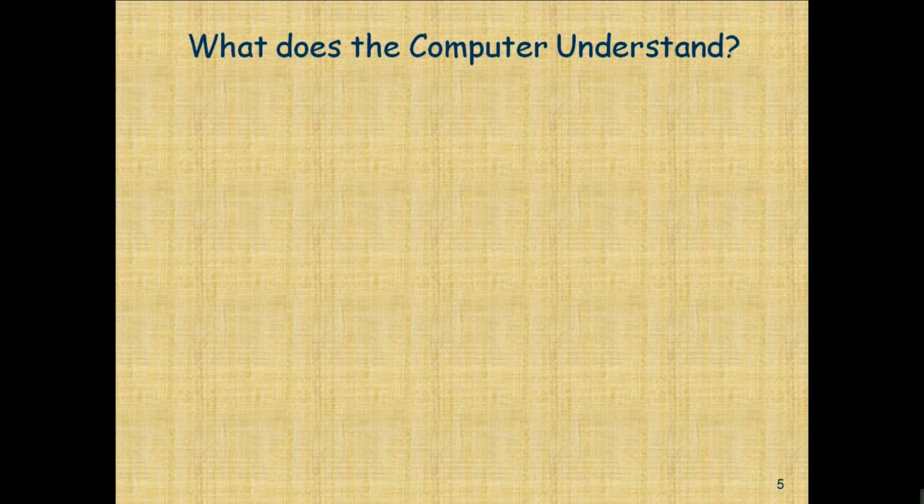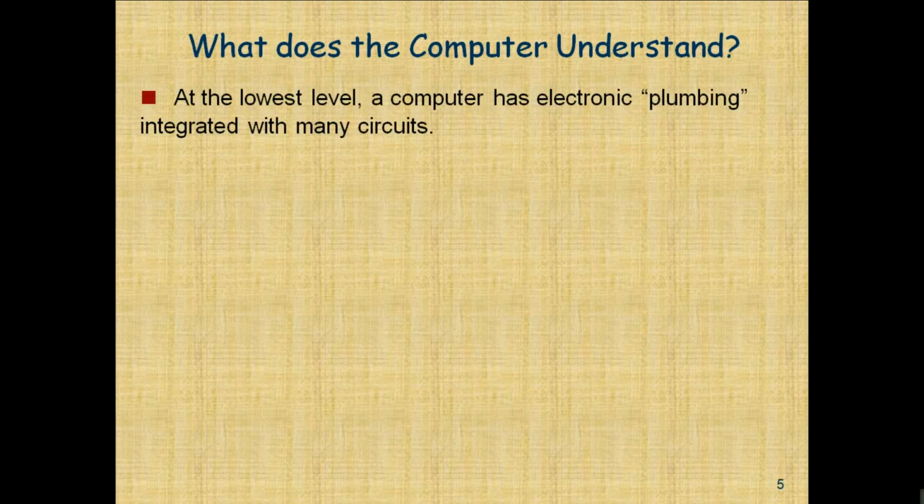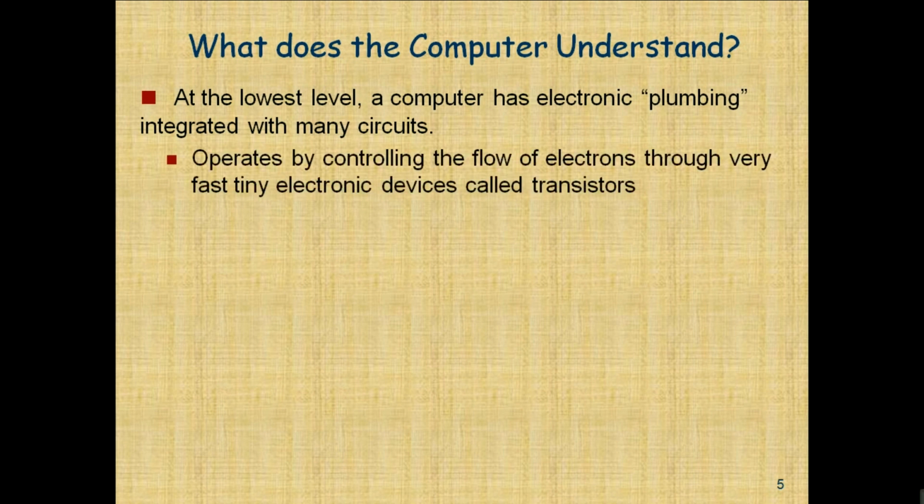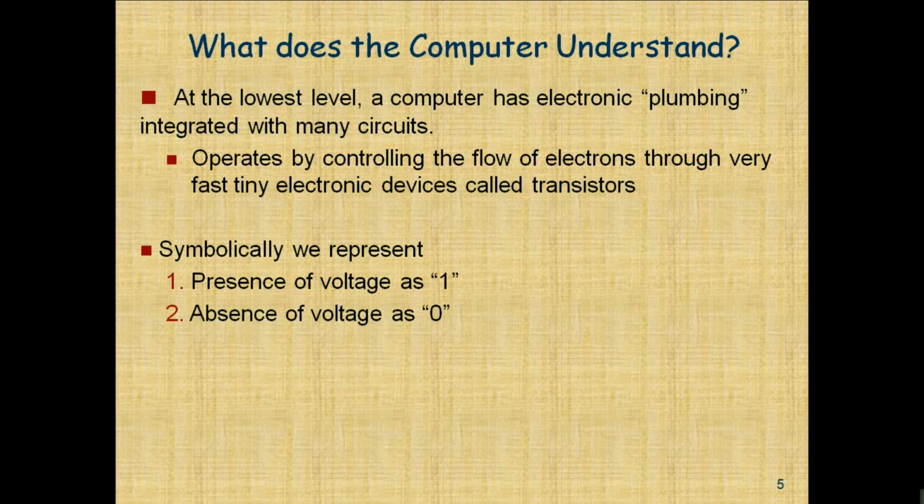What does the computer understand? At the lowest level, a computer has electronic plumbing integrated with many circuits, right? It operates by controlling the flow of electrons through very fast tiny electronic devices called transistors. So in other words, if any one of you has seen the motherboard of a computer, you will see a lot of confusing integrated circuits which are organized. A normal human being cannot understand those kinds of integrated circuits. It might have too many circuits, right?